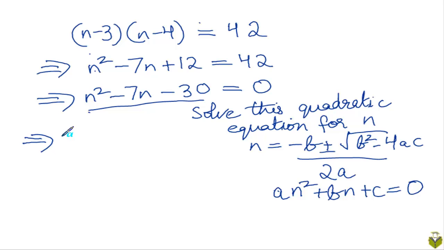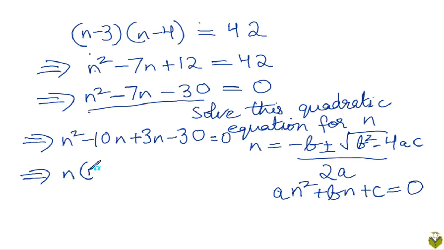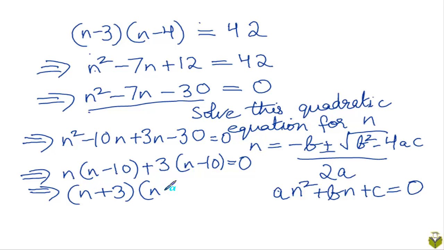So minus 30 is the product of 10 and 3, and you can break minus 7 like that, so you'll break this as n square minus 10n plus 3n minus 30 equal to 0, and then you can say n into (n minus 10) plus 3 into (n minus 10), and you have (n plus 3) and (n minus 10) equal to 0, so n is equal to minus 3, or n can be equal to 10.